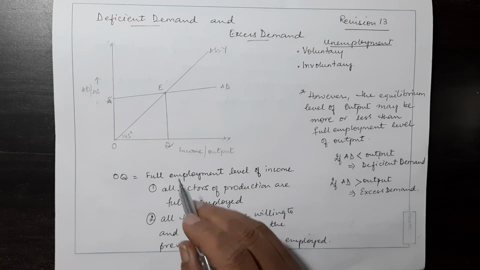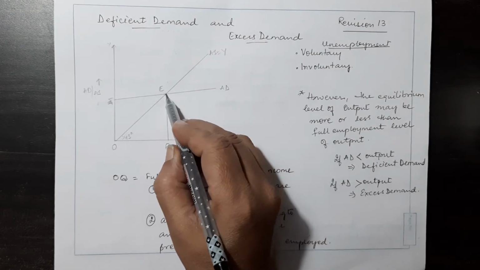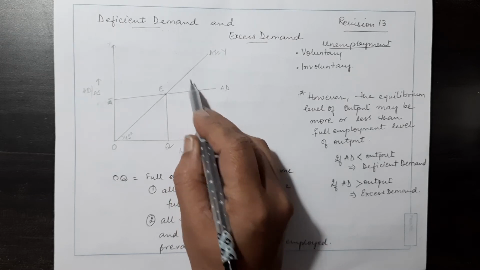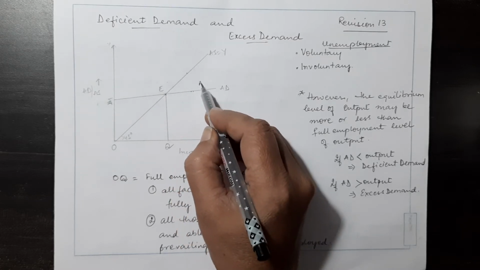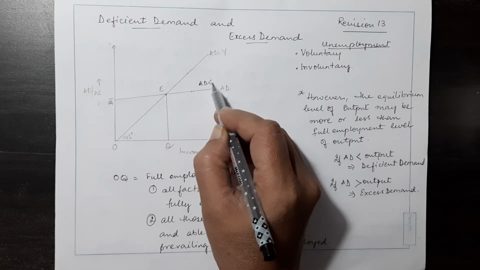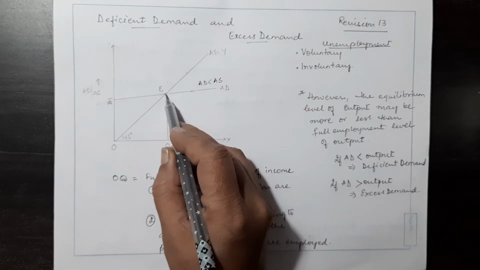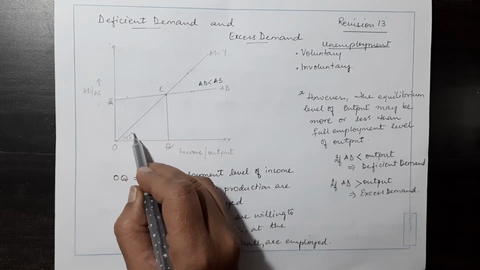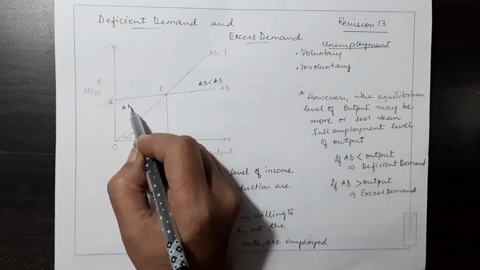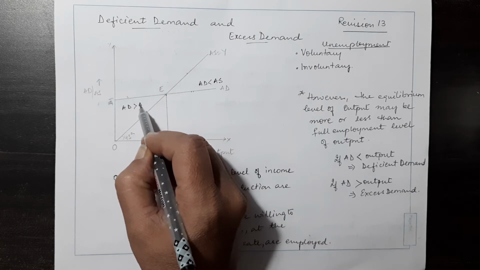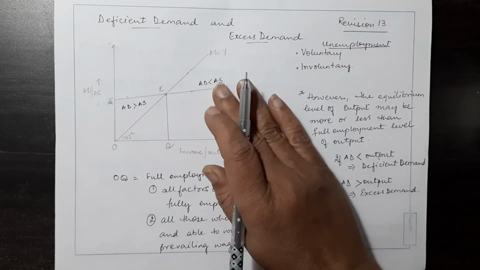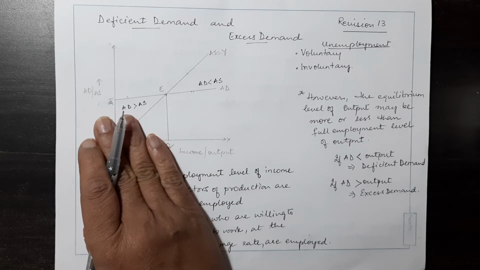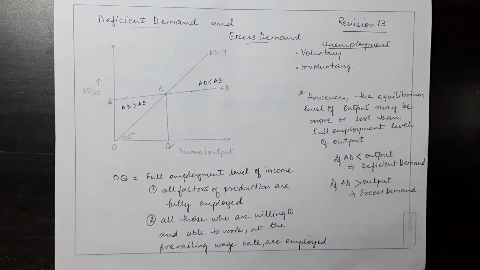So, here in this graph, if this is the equilibrium point, then to the right of it, we find the aggregate demand is lesser than the aggregate supply. So, here we find the aggregate demand to be less than the aggregate supply. And to the left of this equilibrium, we find the aggregate demand is at a higher level than the aggregate supply. So, here we find the aggregate demand to be greater than the aggregate supply. So, here we find deficient demand and here we find excess demand. So, let's understand this better.